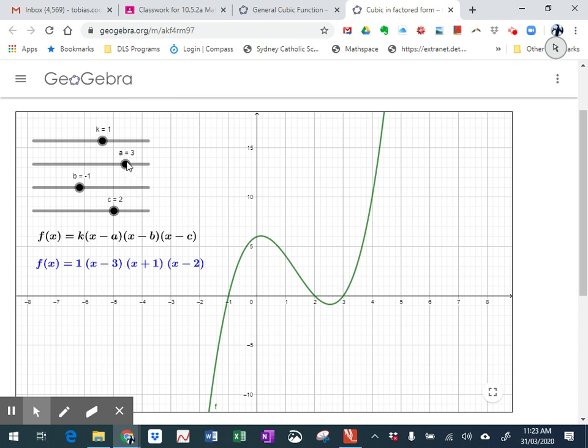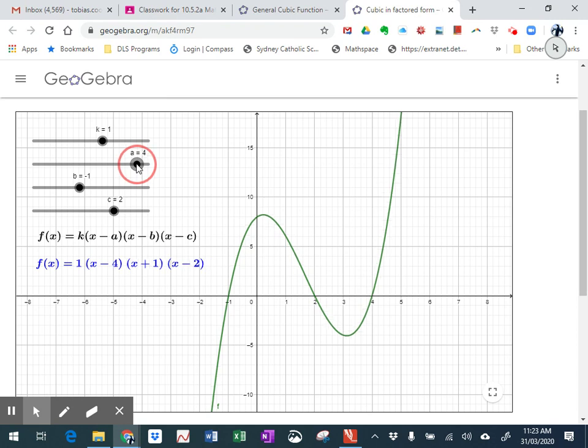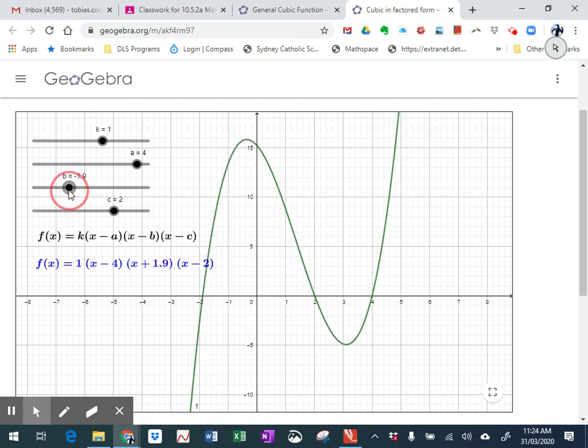Okay, if I play around with, let's start with A. Now watch what happens. Okay, now let's try and do it so it is a whole number. That's why it's easier to see. I've slid that up to 4 there. You can see there's a 4 there. And if I put x equals 4, I get 0, don't I? Let's try B. Now, if I take B to negative 2, slide it, what does the equation become? It becomes x plus 2, because if I put x equals negative 2 into this equation, I get 0.